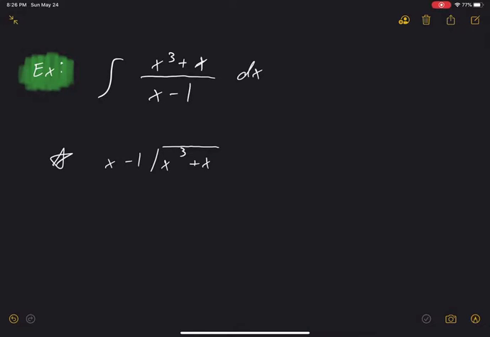Okay, so I'm going to do polynomial long division. Just a quick note, polynomial long division is all about matching this term to this term. So what do I need to multiply x by to get to match x cubed? I would need to multiply that by x squared. And if you want, you can fill in the gaps here. All right, so I need to multiply this by x squared.